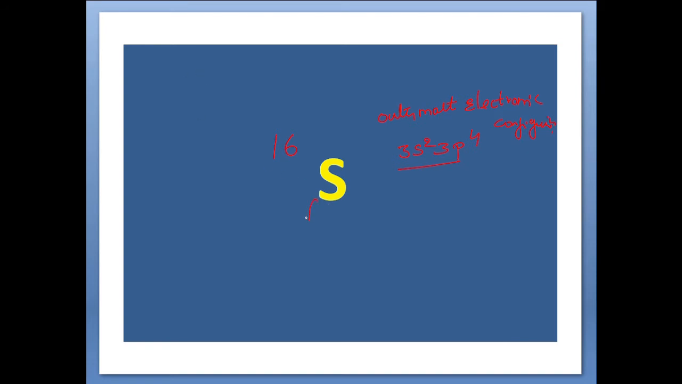The actual electronic configuration of sulfur is 1s2 2s2 2p6 3s2 3p4. It includes the electronic configuration of the 18th group element, that is neon. Neon atomic number is 10. So it can be written as neon 3s2 3p4.